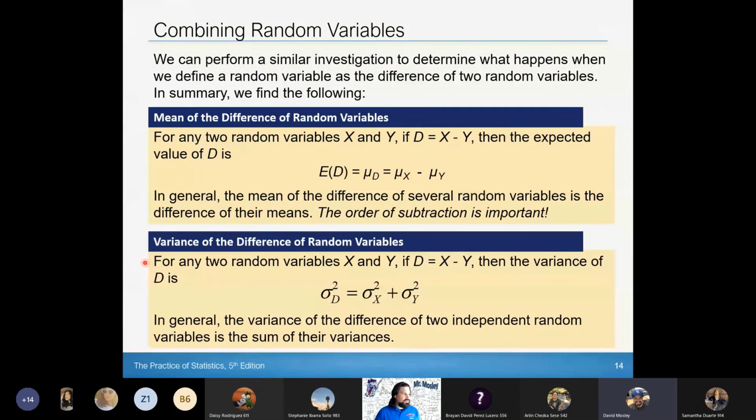Now the variance is a little different here. It's a little unique. For any two random variables x and y, if d is defined as x minus y, then the variance of d is still the sum of the variances. When I subtract two random variables, I still add their variances. In general, the variance of the difference of two independent random variables is the sum of their variances. So again, even if I'm subtracting random variables, I will still add the variances.